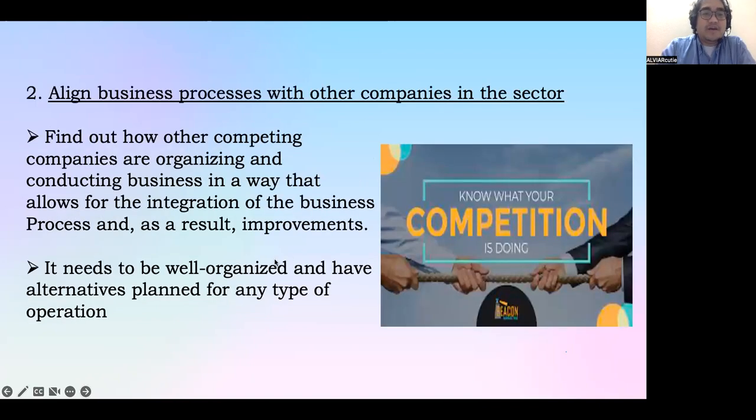So number two, we need to align business processes with other companies in the sector. So minsan dito, kailangan mo ng benchmarking, kailangan mo ng observation, gano'n. So parang yung ginagawa ng GMA saka ABS-CBN dati, pinapanood ng ABS-CBN yung GMA, pinapanood ng GMA yung ABS-CBN. Gano'n, align business. Find out how other competing companies are organizing and conducting business in a way that allows for the integration of the business process and as a result improvement.